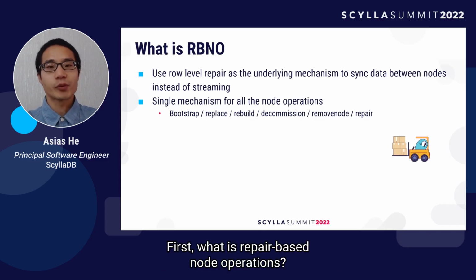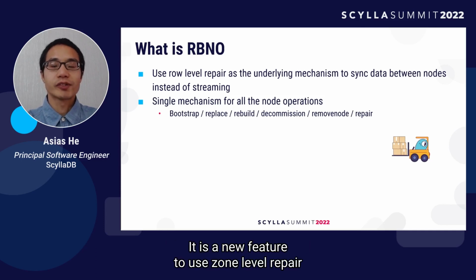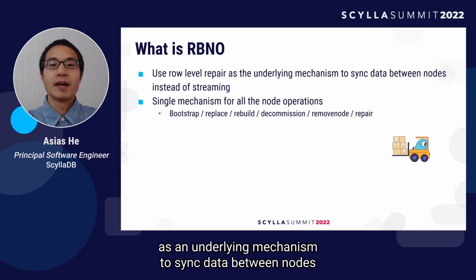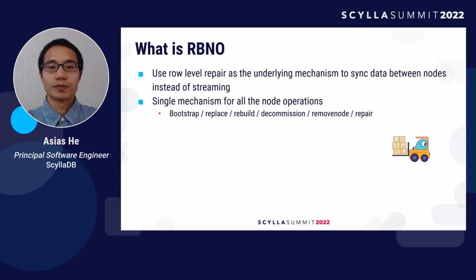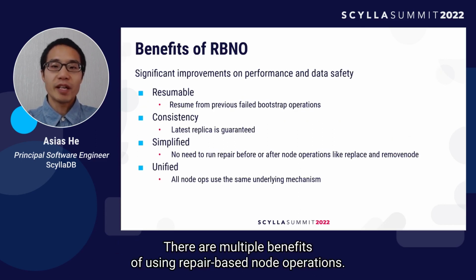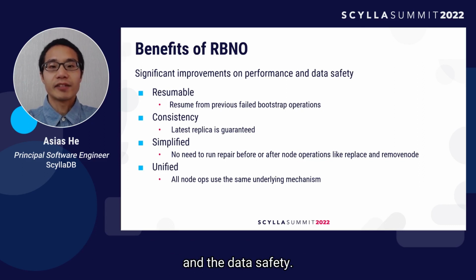First, what is repair-based node operations? It is a new feature to use row-level repair as an underlying mechanism to sync data between nodes instead of streaming for node operations like adding or removing a node. There are multiple benefits of using repair-based node operations. It has significant improvements on both performance and data safety.